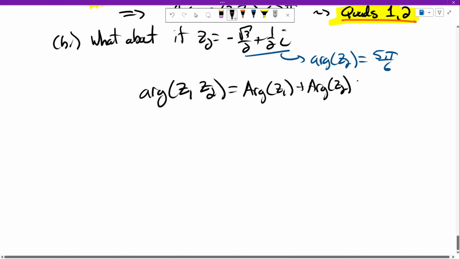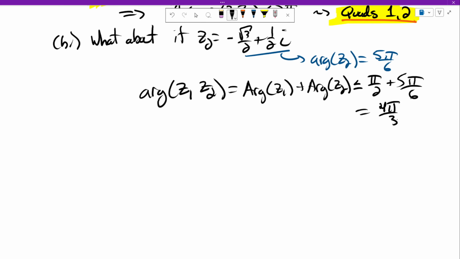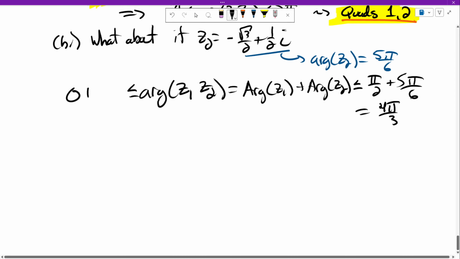And that, of course, is less than or equal to pi halves, because the argument for our z1 is at most pi halves, plus the value of this, 5 pi 6. Pi halves plus 5 pi 6, I believe, is 4 pi thirds. Right, because pi halves is 3 pi 6, 3 plus 5 is 8, and 8 over 6 reduces to 4 thirds. And then similarly on this side, we get 0 plus 5 pi 6.